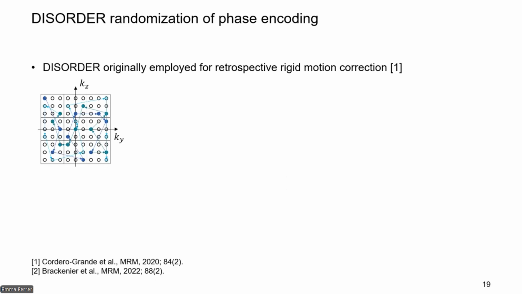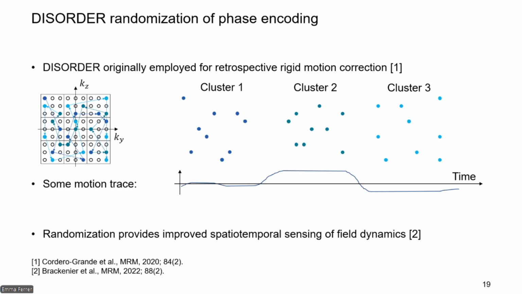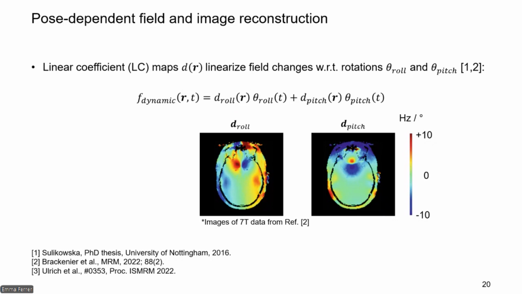So yeah, the disorder we are using to get a broad spatial temporal sampling of the field dynamics, because they are complex in both temporal and spatial dimension. That's why it's good. It gives us a better conditioning.